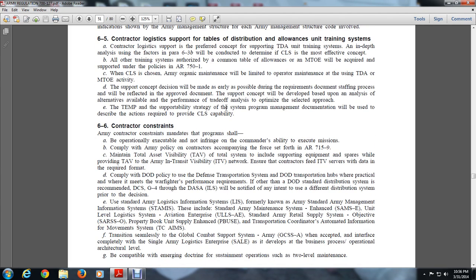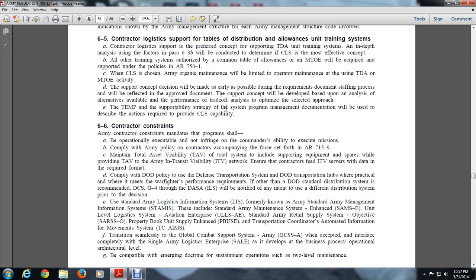The Army contractor constraints mandate that the program be operational, executable, and non-infringing on the commander's ability to execute the mission, and comply with Army policy for contractors accompanying the force, AR 715-9. Maintain total asset visibility (TAV) and total asset visibility including supporting equipment and spares, and provide TAV to the Army In-Transit Visibility network, ensuring contractors feed the Army in-transit visibility servers with the data in the required format.